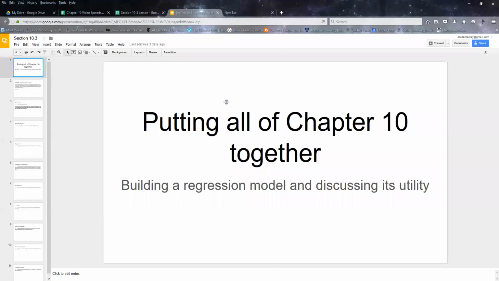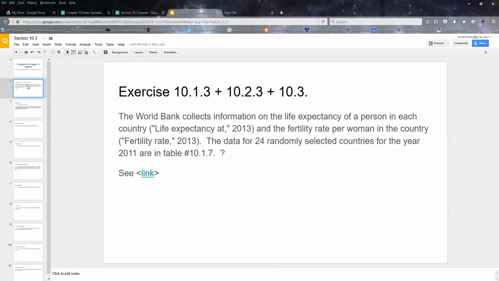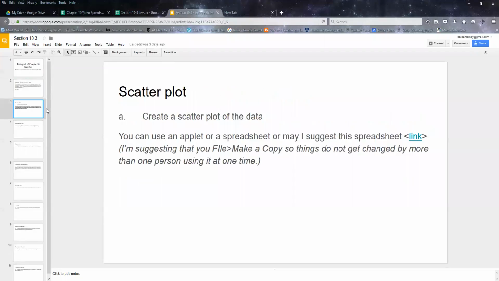So I thought I'd walk you through a full example, a full problem that section 10.3 is asking you to do. What I've done is I've pulled question number 3 out of each of the 3 sections in chapter 10, and it deals with collecting the fertility rate of women in different countries and life expectancy. And they ask us in 10.1.3 to create a scatter plot of the data.